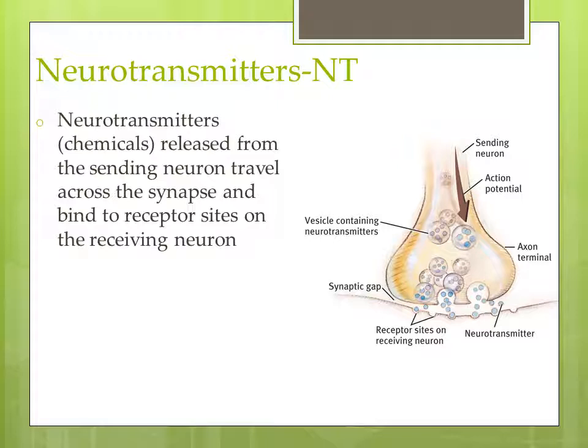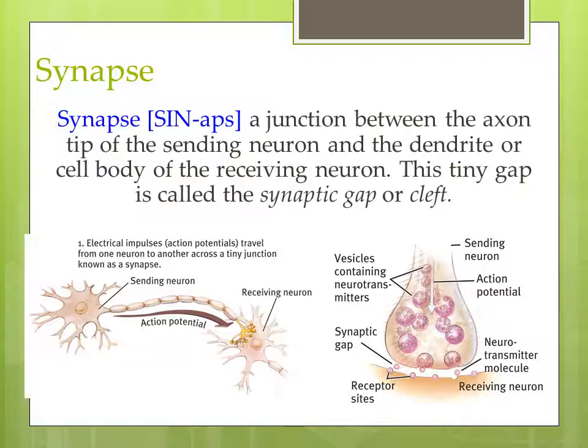This is the little vessel containing the neurotransmitters. So we have the axon terminal. They're leaving the axon. They cross over through this gap, which pretty much has nothing there. It's called the synaptic gap. And then they bind to the receptor sites on the receiving neuron. And this is probably the dendrites that will pick them up.